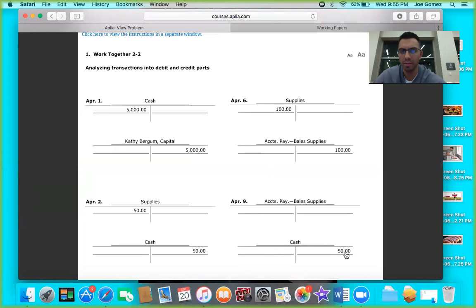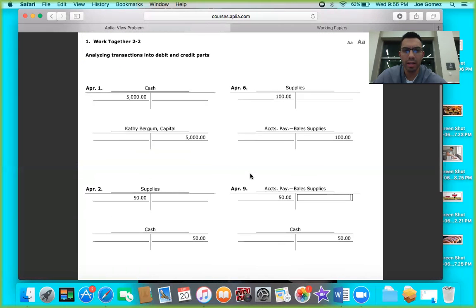I'm paying it, so that means I'm decreasing the asset, which means that I'm then going to have to debit the accounts payable for $50. And to a liability, you decrease a liability with a debit. So that means that I owe them $50 less than what I initially did. All right? All right, guys, that's the Work Together 2.2.